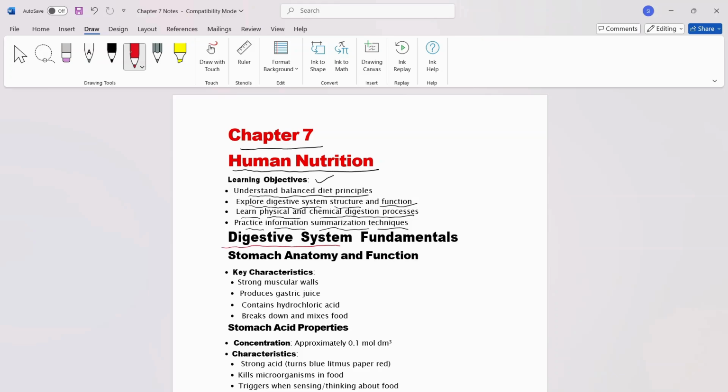Our first topic is digestive system fundamentals. Here we will talk about stomach anatomy and function. The key characteristics of this are strong muscular walls, produces gastric juice, contains hydrochloric acid, and breaks down and mixes food.